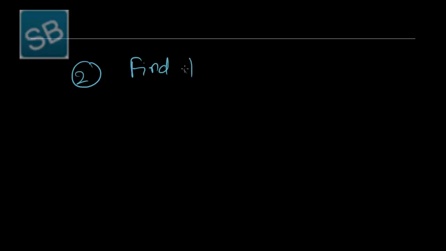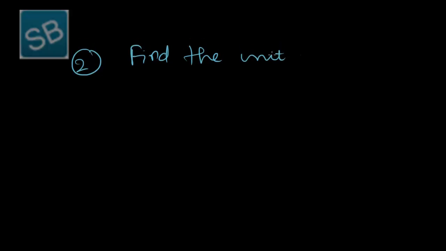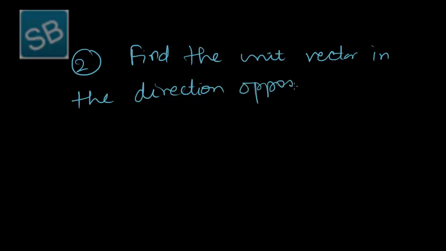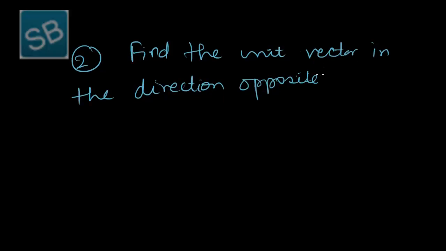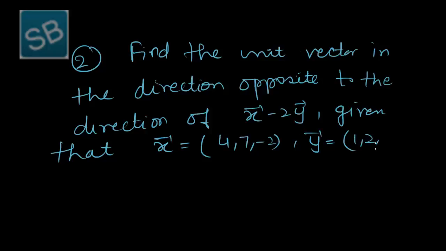Now the second problem is: find the unit vector in the direction opposite to the direction of vector x minus 2y, given that vector x has coordinates 4, 7, minus 2 and vector y has coordinates 1, 2, 2.